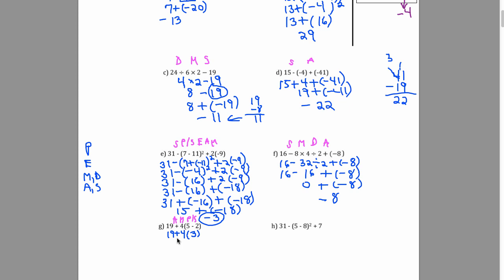So we have left addition and multiplication. Multiplication wins out. So 19 adding 4 times 3, or 12, and 19 plus 12 is 31, which is the final answer. So that was pretty easy.